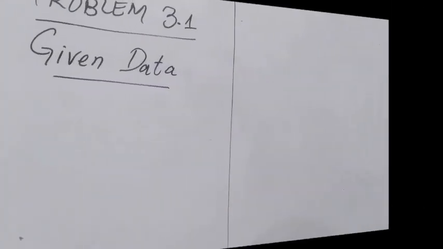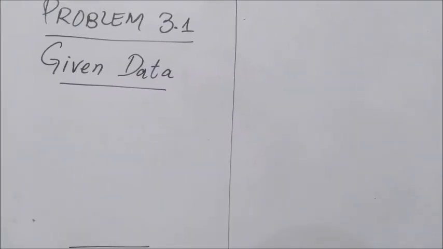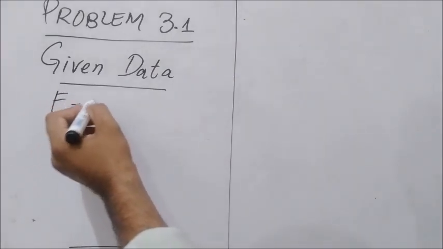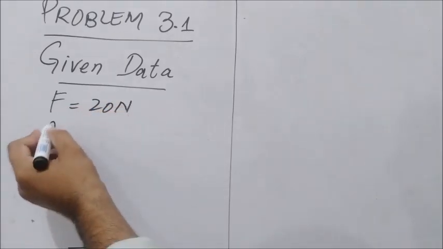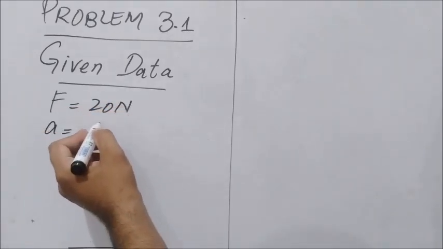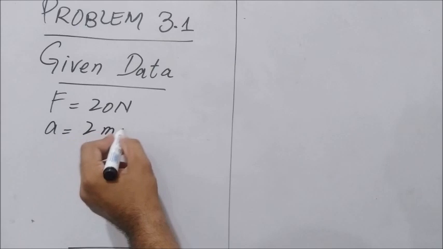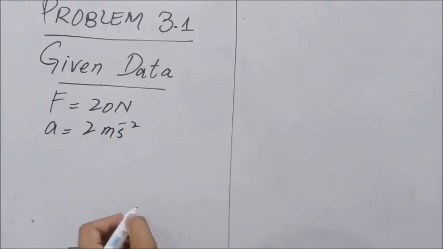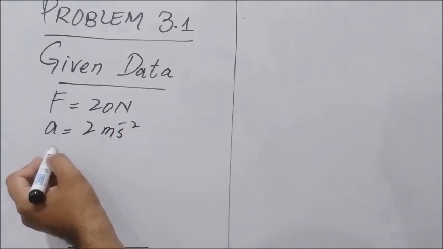In problem 3.1, a force of 20 Newton moves a body with an acceleration of 2 meter per second. So the force is 20 Newton. Acceleration acting on the body, that is 2 meter per second square. And we need to find the mass.